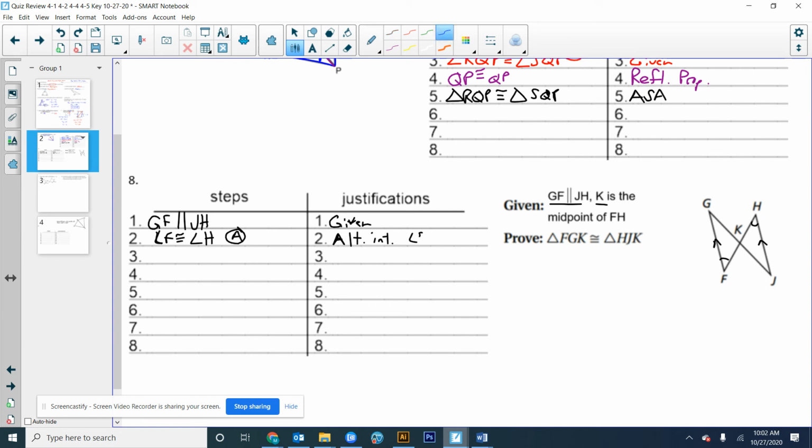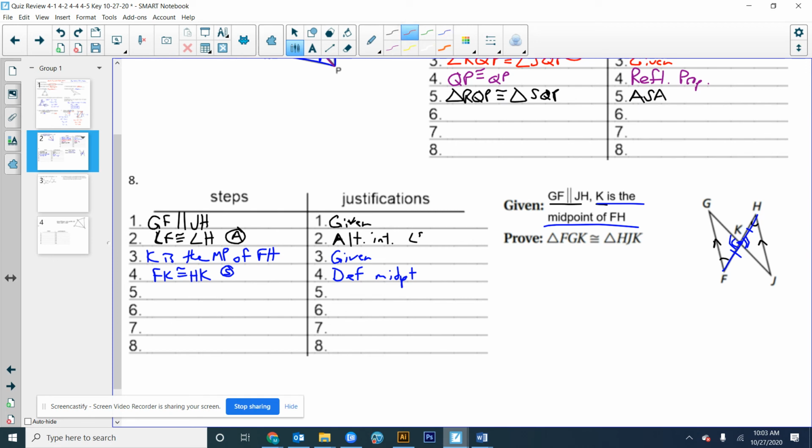K is the midpoint of FH, given. Doesn't that mean FK is congruent to HK? That's the definition of a midpoint, isn't it? So at this point, pair of angles, pair of sides. Gotta do some of my original work now. Another pair of angles, those are vertical angles.